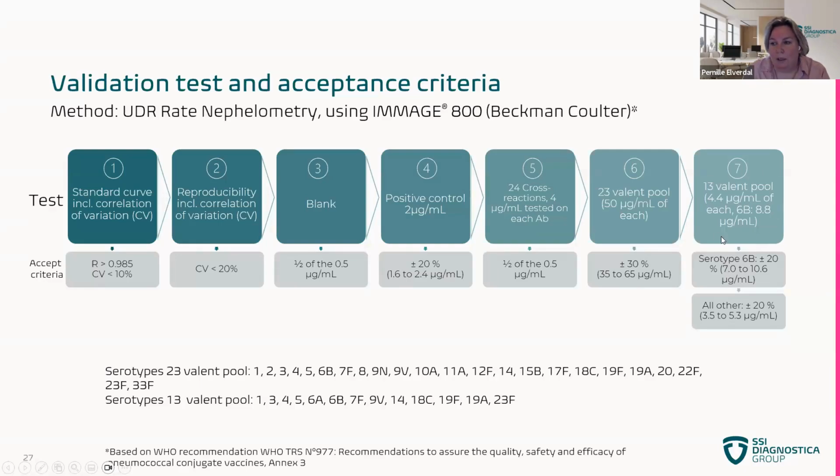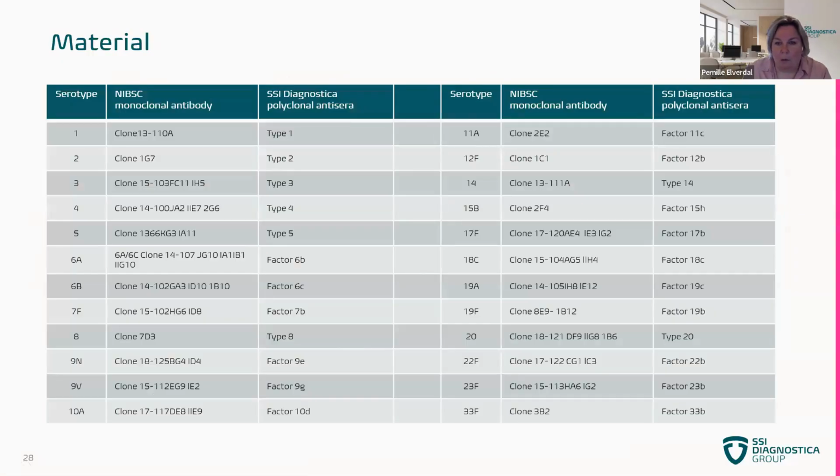And then finally, we did a 13-valent pool symbolizing the 13-valent vaccine, with the same content as the vaccine. And again, it could vary with 20%. So this is the material which was being used, the different clones from NIBSC and the SSI Diagnostica polyclonal antibodies. All of these clones and high titer antisera were used for the testing.